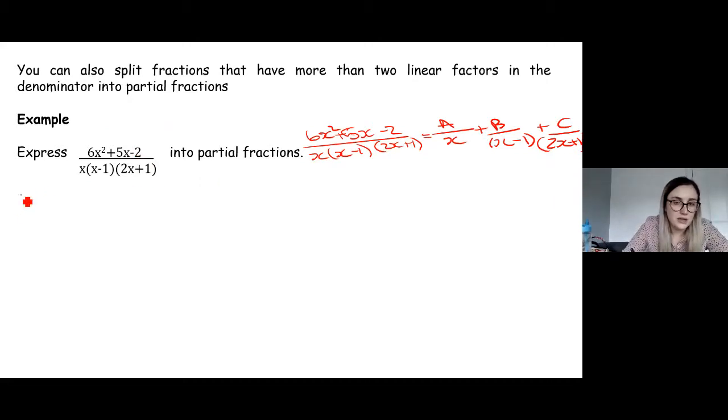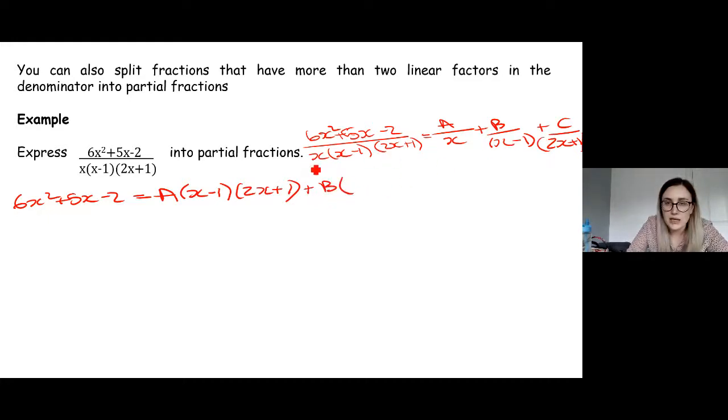So that's going to leave me with 6x² + 5x − 2 equals A. So this time now, the x is cancelled, but I'm still going to be left with the other two denominators. So I've got (x − 1)(2x + 1), plus B. So basically what I'm doing is putting any other factors next to the letter, other than what's underneath. So I'm going to have x(2x + 1), and then plus C, x(x − 1).